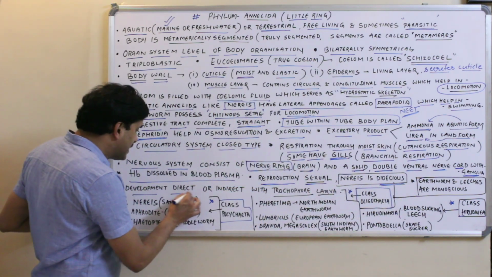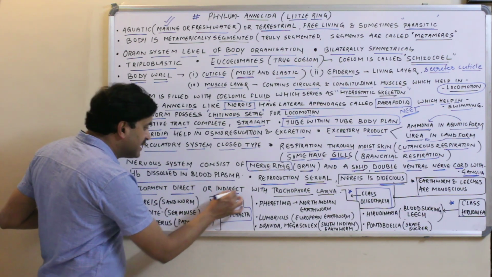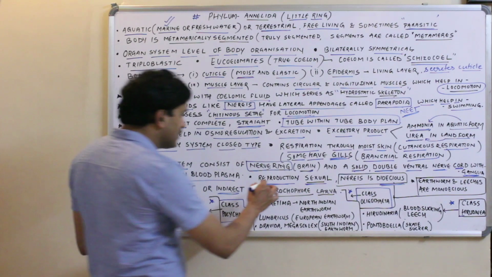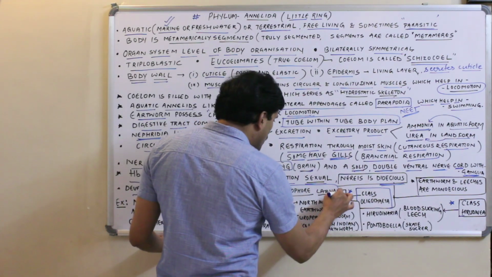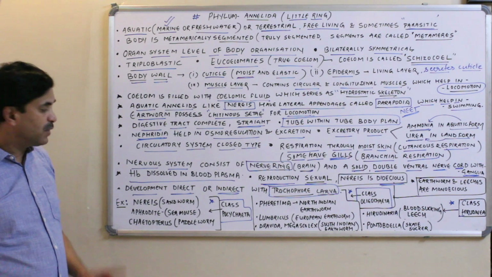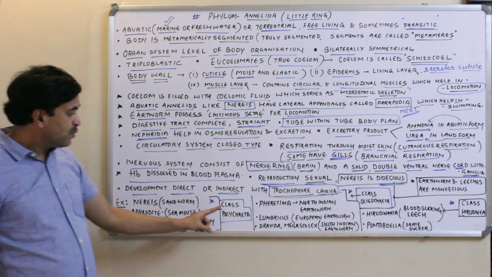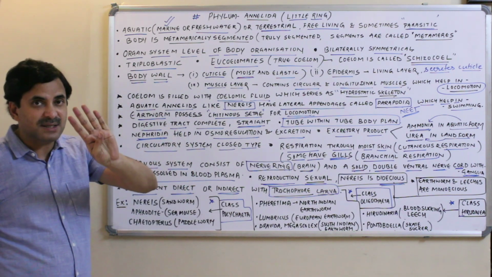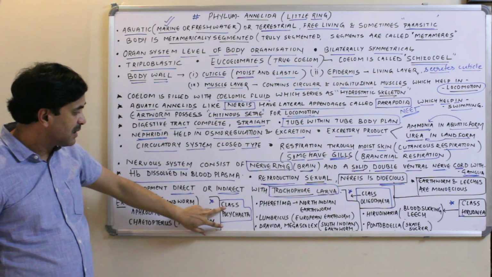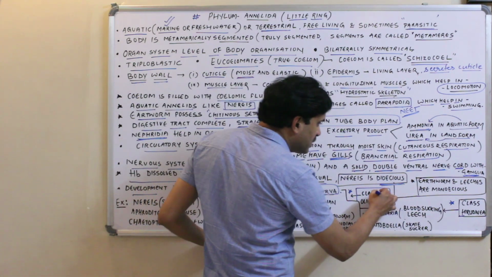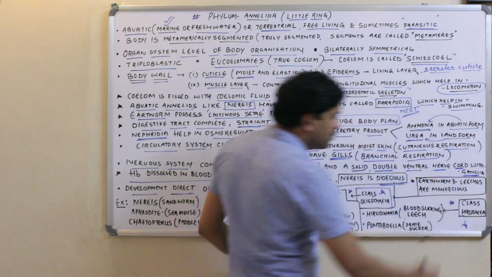Development is direct or indirect. When the development is indirect, they have a trochophore larva. So the larva associated with this phylum is the trochophore larva. Remember this thing, that normally there are three classes of the phylum Annelida: class Polychaeta, class Oligochaeta and class Hirudinea.